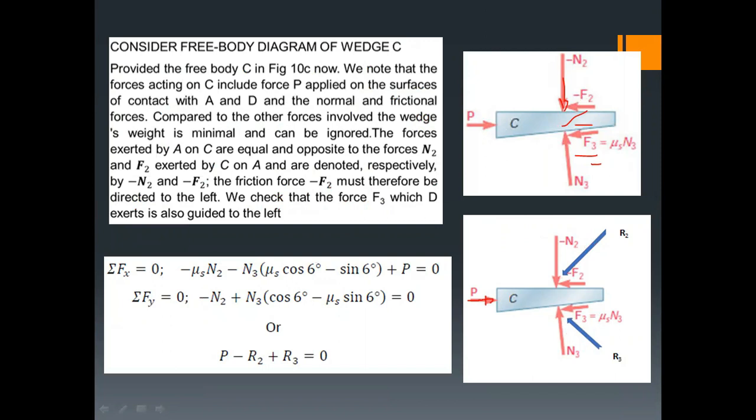So, it's a simple summation of forces again, which is heavily used. Negative coefficient of static friction times your N2, since that is downward, and then our N3, which is here. Notice the friction acting there, minus sin 6, and then plus P, the force we apply here. And then our vertical forces are the same. When you analyze that, we get this equation: our horizontal force P minus the reaction R2 plus R3 is equal to 0. Okay?